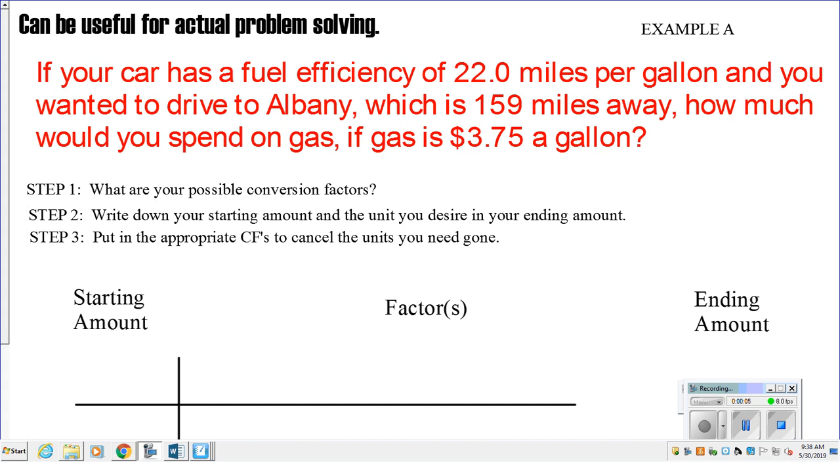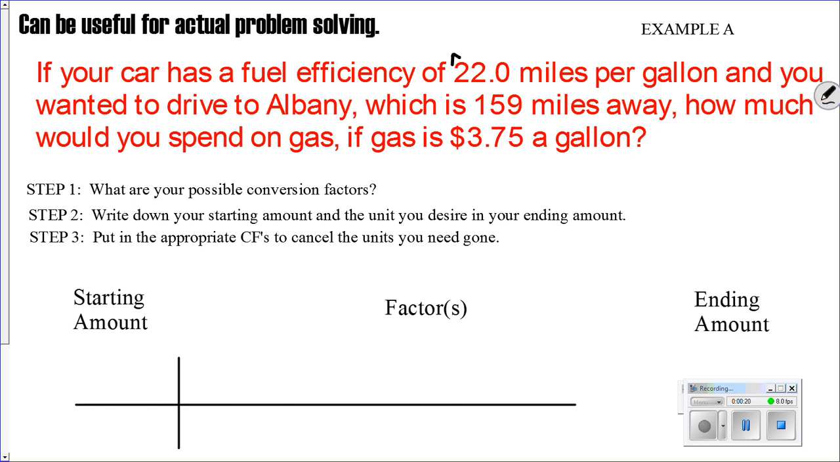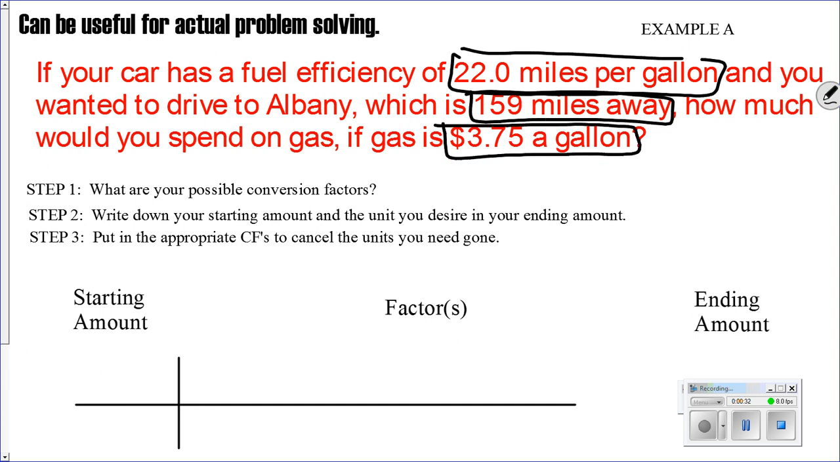We're going to focus on a little bit of problem solving and some unit conversion here, which won't look exactly like what we're going to be doing in class, but gives you a sense for these types of problems. If your car has a fuel efficiency of 22 miles per gallon, which automatically gives us a conversion factor, and you want to drive to Albany, which is 159 miles away, how much would you spend on gas if gas is $3.75 a gallon?